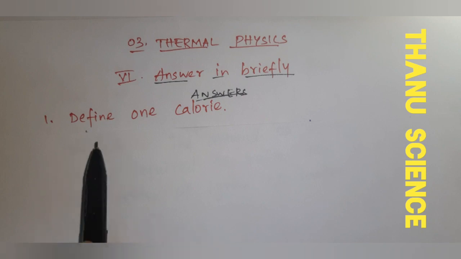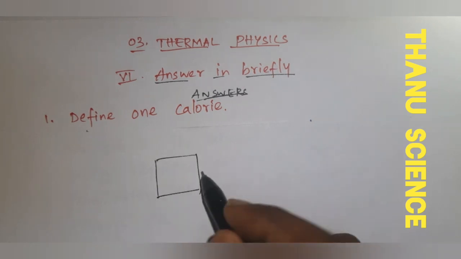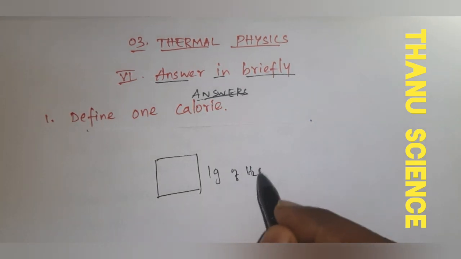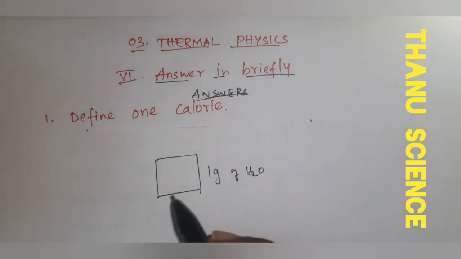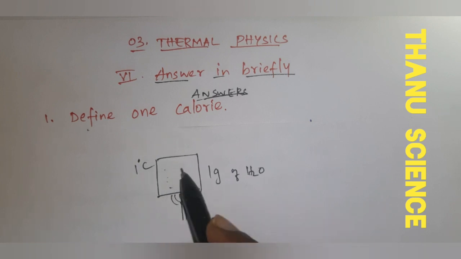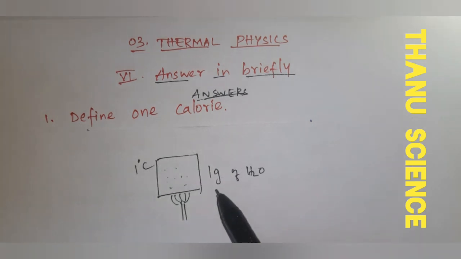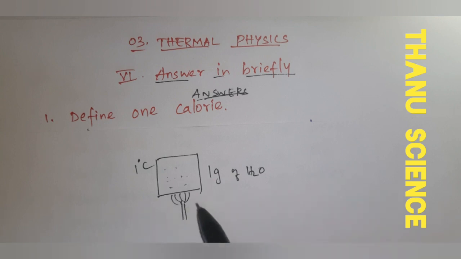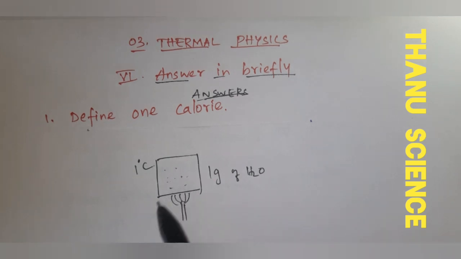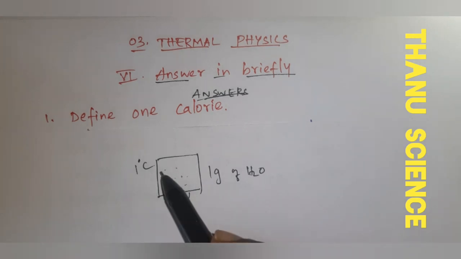Question number 1. Define 1 calorie. Let us consider this is 1 gram of water. This 1 gram of water's temperature is raised through 1 degree Celsius by applying heat energy. So how much heat energy is required to increase the temperature of 1 gram of water by 1 degree Celsius? That heat energy is 1 calorie. The amount of heat energy required to raise the temperature of 1 gram of water through 1 degree Celsius.